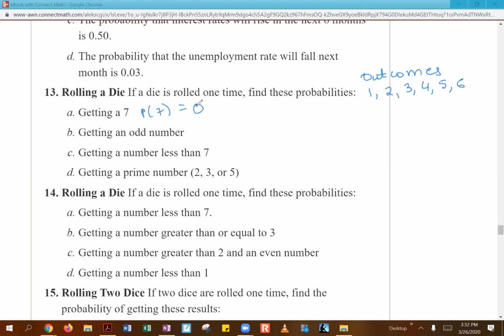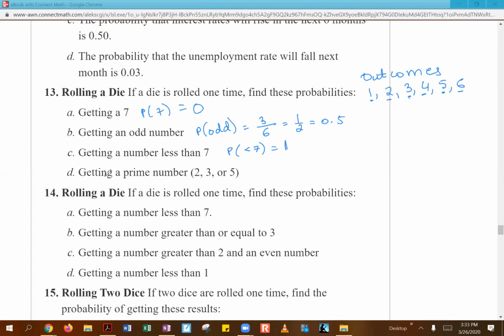Now, what is the probability that we get an odd number? So you can see our odd numbers are going to be 1, 3, and 5, right? So that's 1, 2, 3 out of a total of 6 outcomes, which is 1/2 or 0.5, okay? What is the probability of getting a number less than 7? Well, all of these numbers are less than 7, which means the probability of getting less than 7 is going to be 1. And this is actually similar to the example we just looked at in our handout.